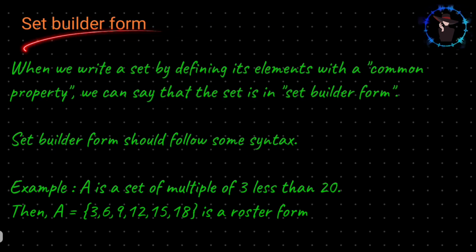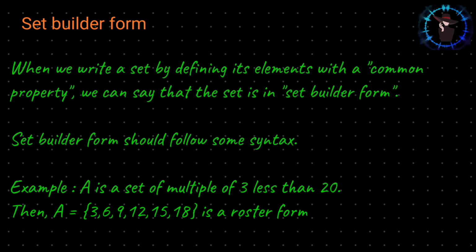The second form is set builder form. How is this form? We will see. When we write a set by defining elements with a common property, just as we said with the previous school example. So what is the common property there? The number of alphabets in school, right? When we write it in the form of a common property, we call it set builder form. We will see an example to understand better. It has a syntax that we need to follow.